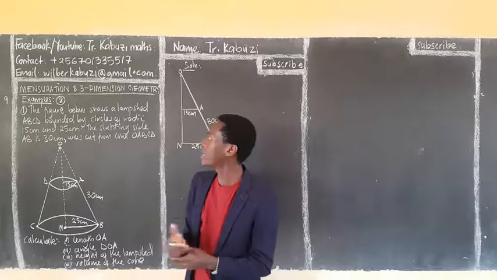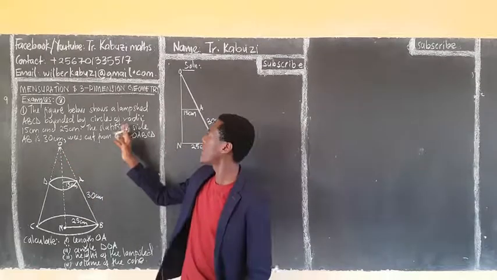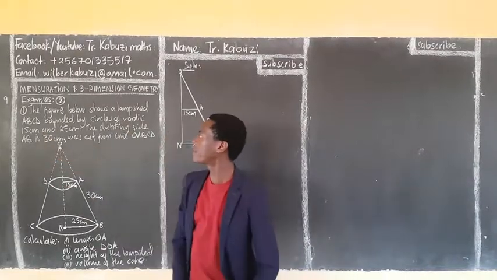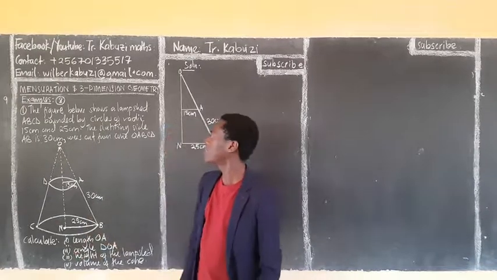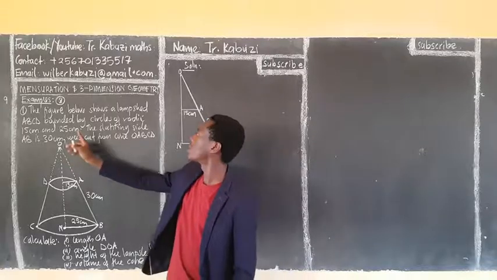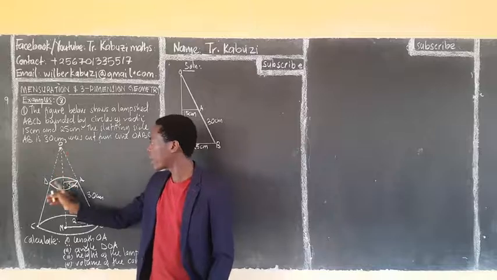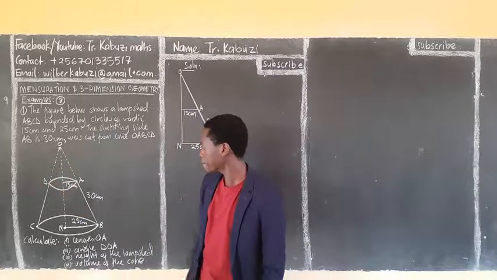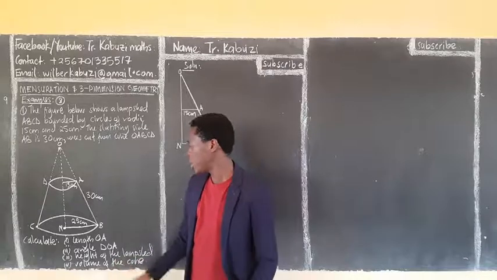The figure below shows a lampshade ABC bounded by circles of radii 15 and 25 centimeters. The slanting side AB is 30 centimeters. It was cut from cone OABCD. This was the cone where the lampshade was cut. Calculate the length of that and then the angle DOA.